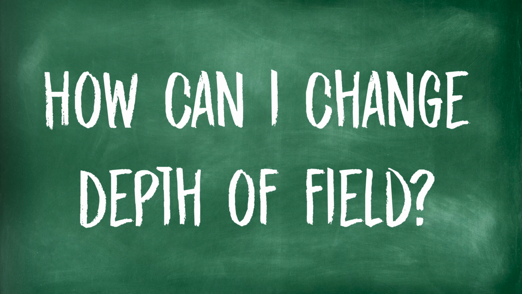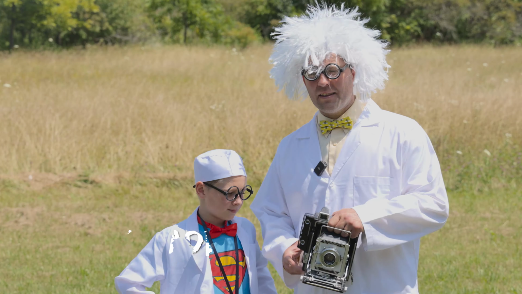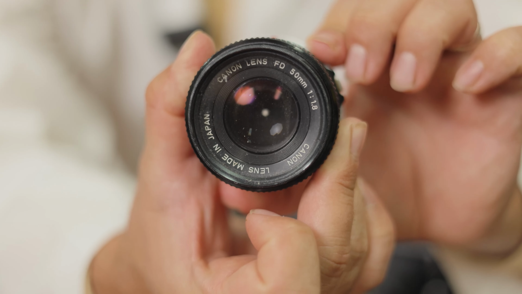How can I change my depth of field? There are 5 different ways that we can change our depth of field. The first one is the aperture of the lens. As the lens opens or shuts, it makes things come in and out of focus.